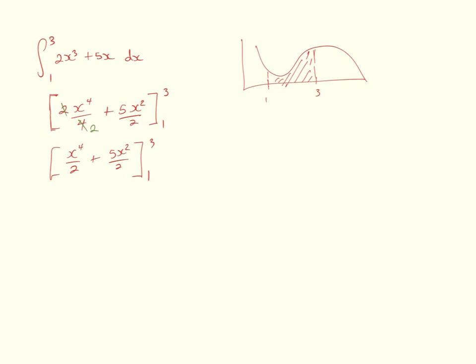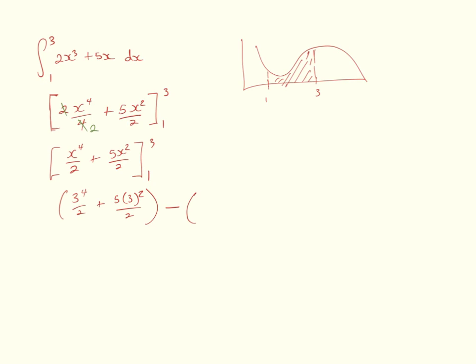I'll put these in brackets to make a point as well. So 3 to the power 4 over 2 plus 5 times 3 squared over 2, and I've substituted all of the x's with 3's. Now I'm going to subtract. You always subtract this bit. Now I'm going to substitute the lower limit, which is the 1. So replace all the x's with 1's.